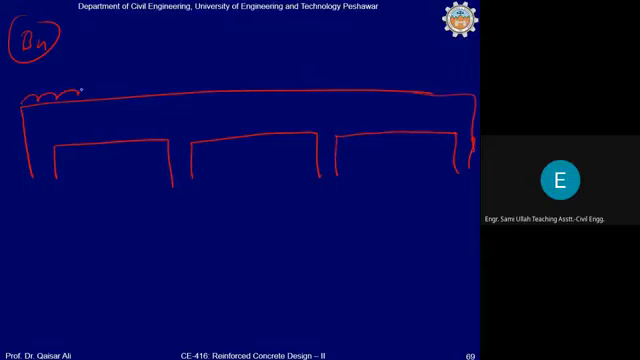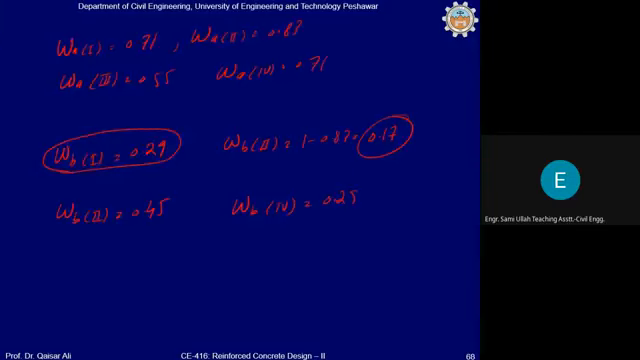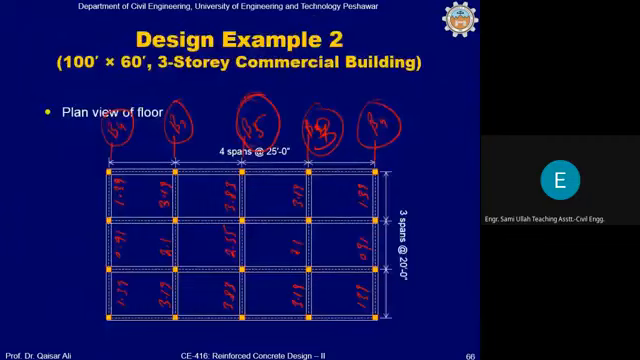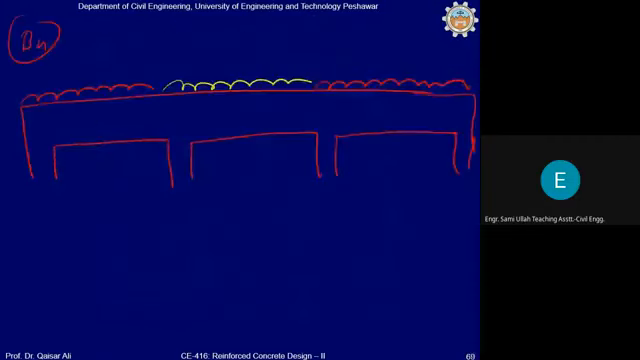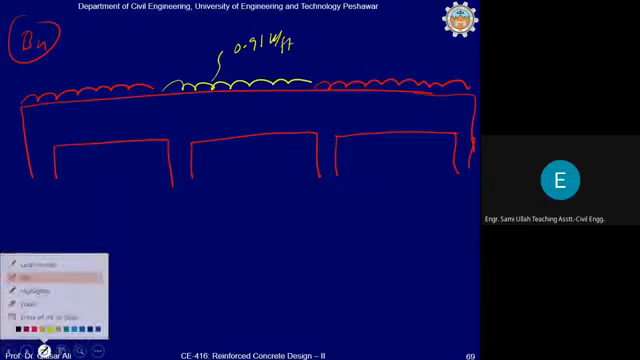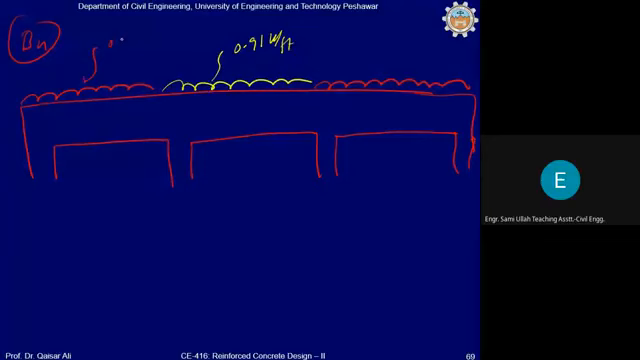This is the exterior span and the interior span loading. What are the values? 1.39 and 0.91. This is 0.91 kip per foot, and this is 1.39 kip per foot.